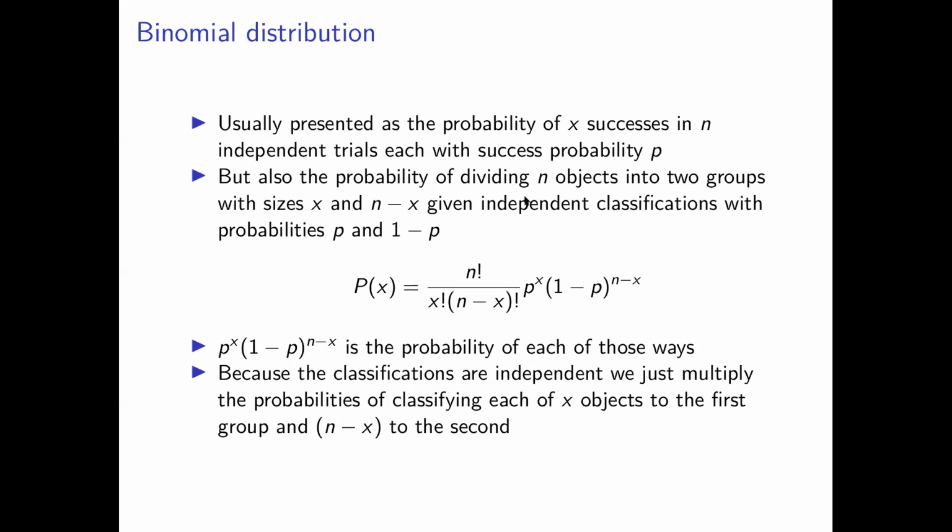Okay, so the binomial distribution is usually presented as the probability of X successes in N independent trials when each has a success probability of P. But you can also understand it as the probability of dividing N objects into two groups with sizes X and N minus X, given that all of the classifications are independent with probabilities p and 1 minus p corresponding to the second group. And this way of understanding it extends to the multinomial a lot easier.